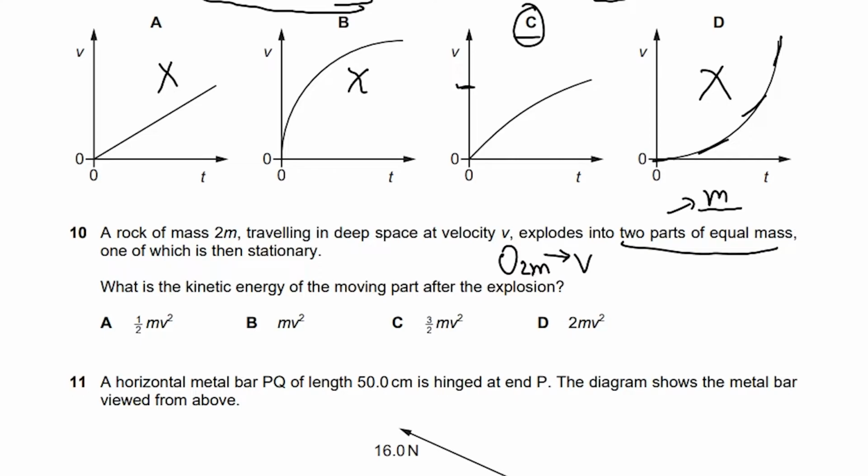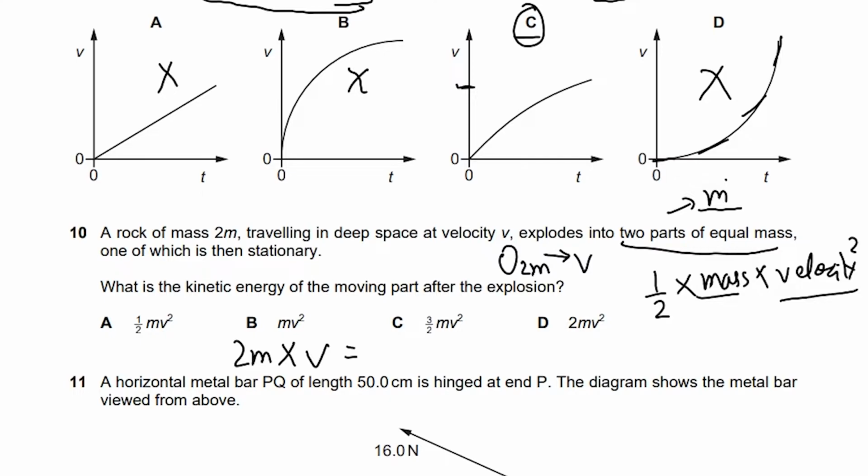Okay, so the formula for kinetic energy is 1/2 multiplied by the mass multiplied by velocity squared. We have the mass m, we have to find out the velocity. Now we can use the law of conservation of momentum. The initial momentum is mass multiplied by velocity. The initial mass is 2m and the velocity is v.